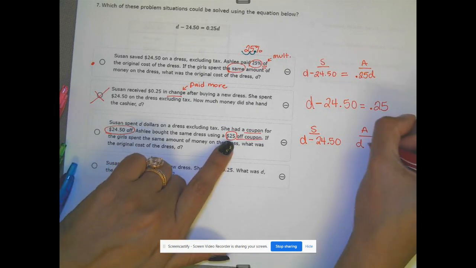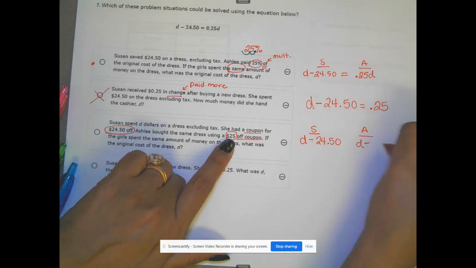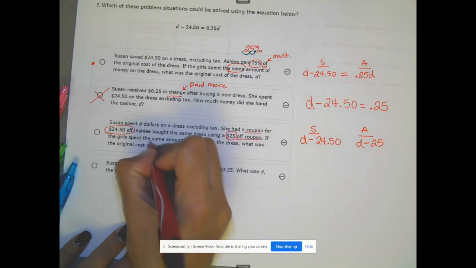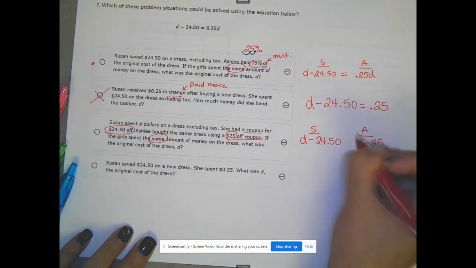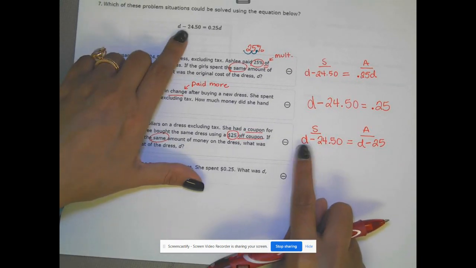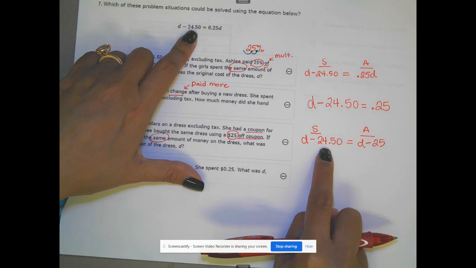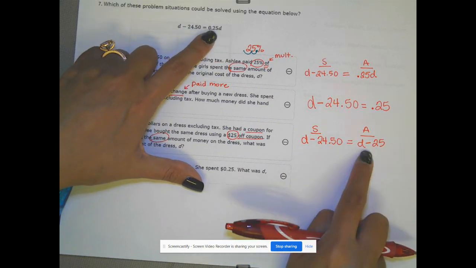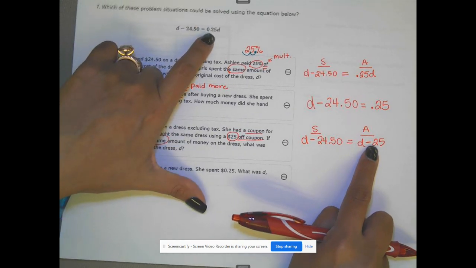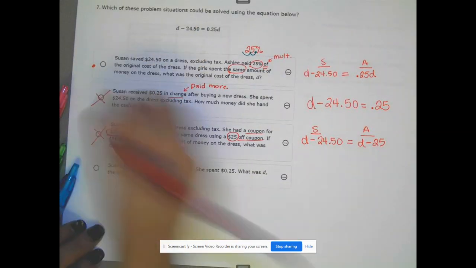And we're going to take off, so we're going to subtract, only this one says $25. Okay, and then it says they spent the same amount, so that would be equal. So the first half does look the same, D minus $24.50, but the second half is not the same. I have a subtraction sign for Ashley, and on this side, I don't. So not going to be C.